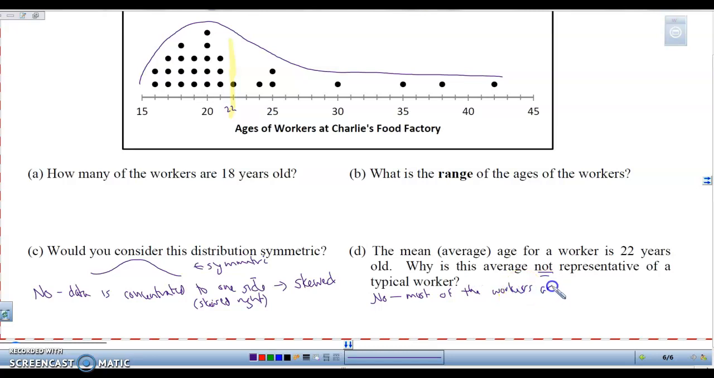Most workers are younger than 22, so that is not typical. If you want a typical value, you'd probably want something that falls right around the center. What would the typical age maybe be? It would probably be around 18 or 19, because that falls right about the middle of the data. Most of the workers are younger than 22, so it is not representative of a typical worker.